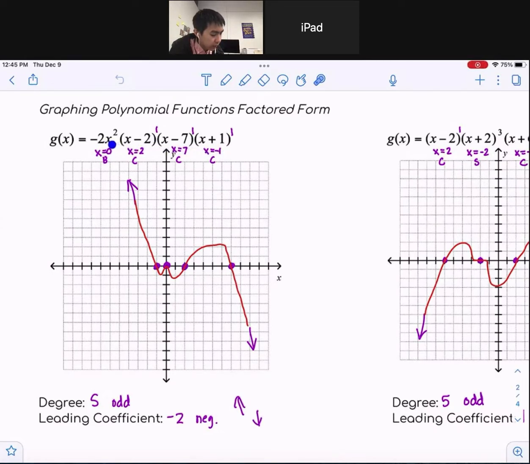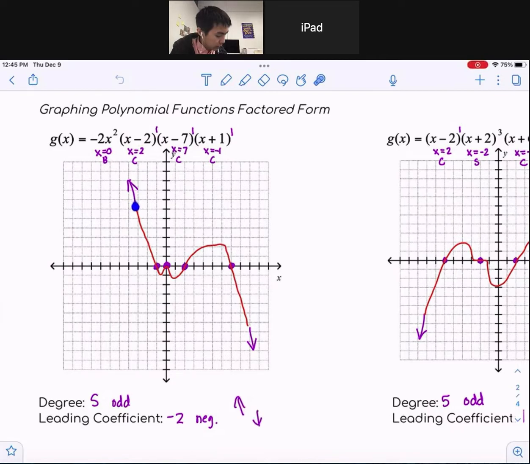Now, find all your guys' zeros. X equals 0 here. X equals 2 here. X equals 7 there. And x is equal to -1. So for all these degrees of 1s, right? It has a multiplicity of 1, which is a cross. Anytime you guys have degree of 1, that is a cross. But this multiplicity, you guys, is 2, so that means it's a bounce. So up, left-hand side up, right side down because of this.